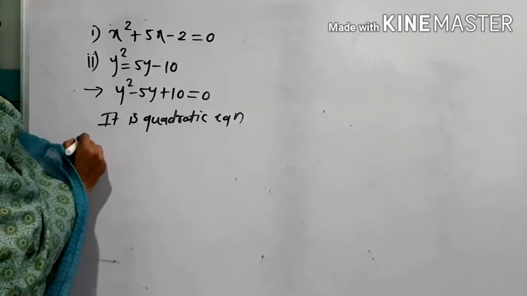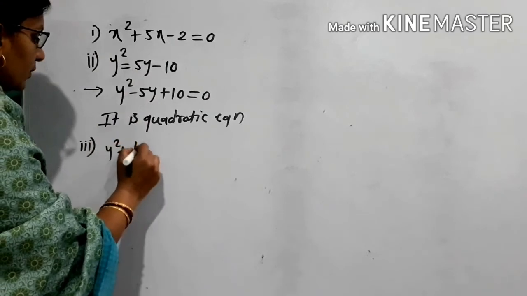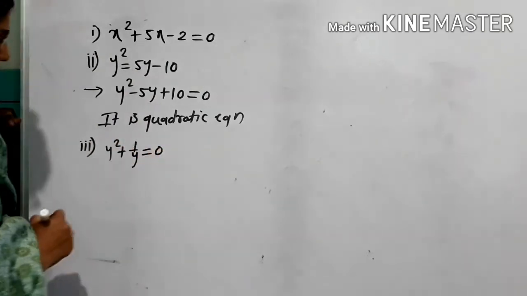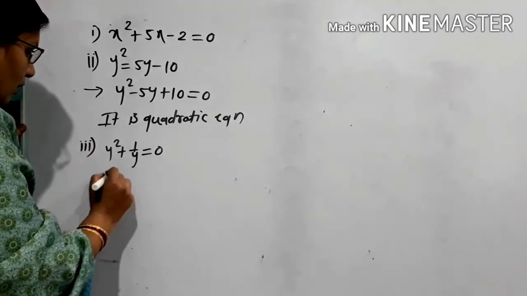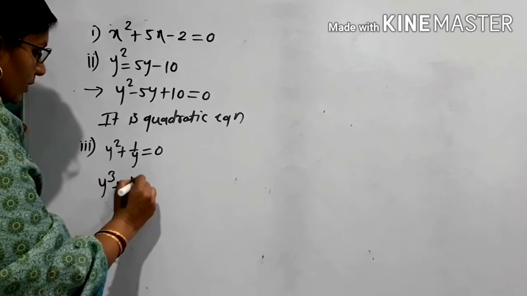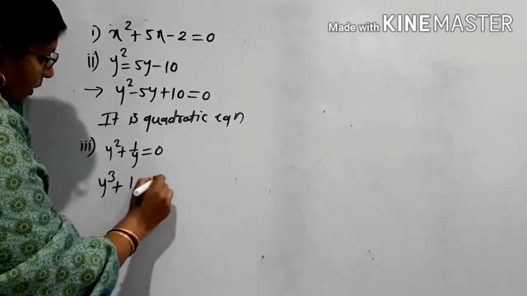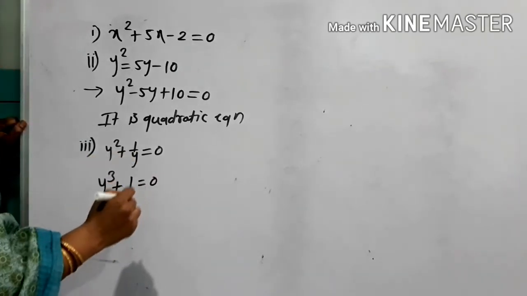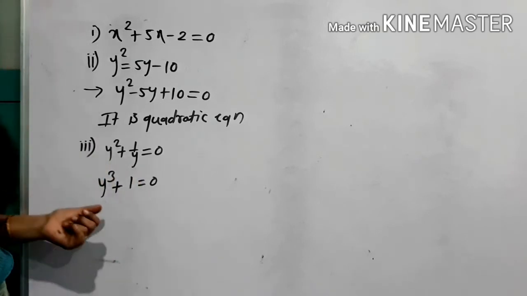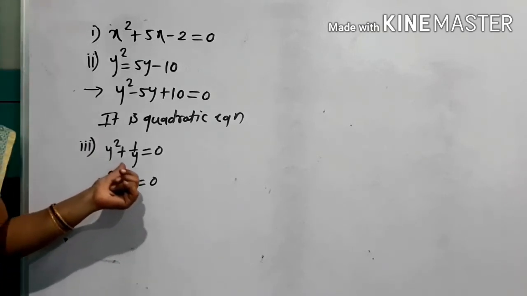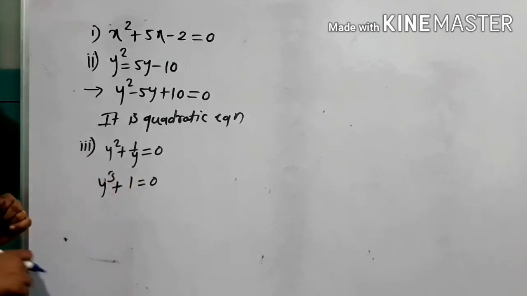Example number three, y square plus 1 by y equal to 0. Multiply this equation by y, then we have y cube plus 1 equal to 0. Its maximum index is 3. So, it is not a quadratic equation.